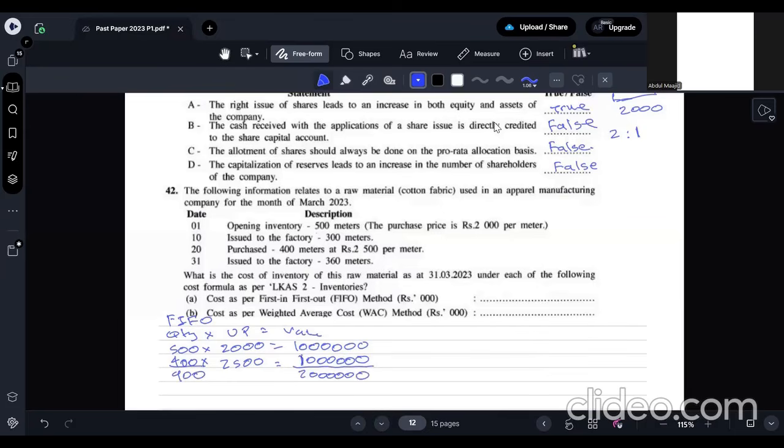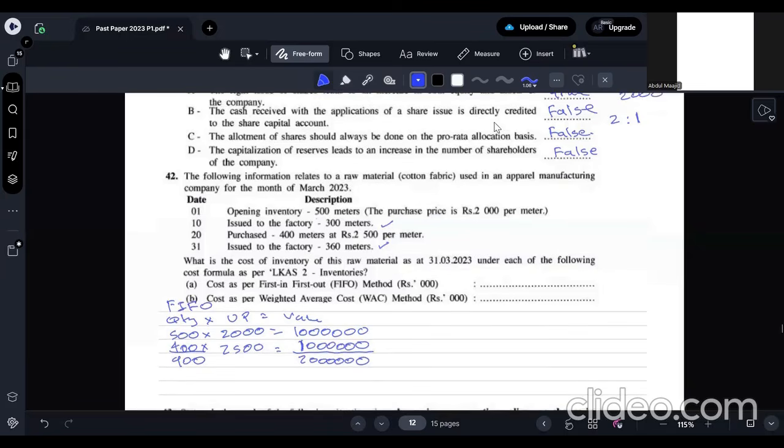So now you're issuing 300 on 10th and you're issuing 360 on 31st. Then totally how much are you issuing? 660. Then how much will be there in the closing stock? 900 minus 660, 240 will be there. So based on first in, first out, the inventory you purchase first will go out first. Then the balance will be there from the last stock price.